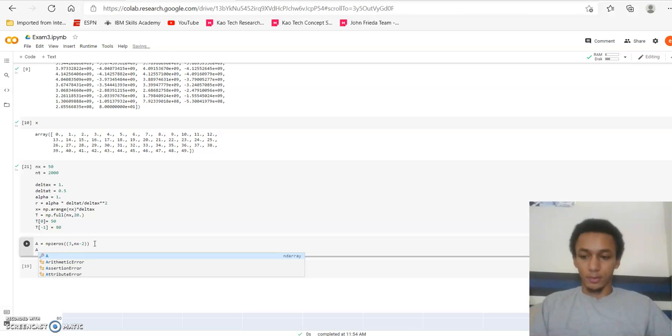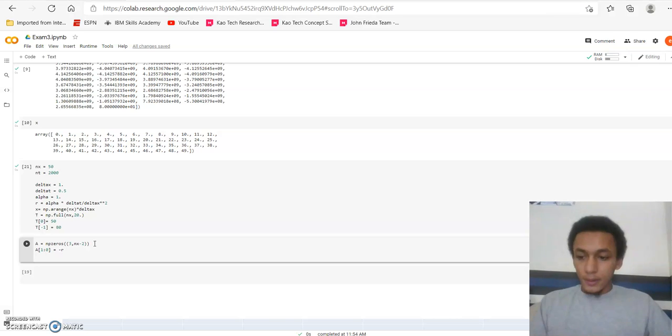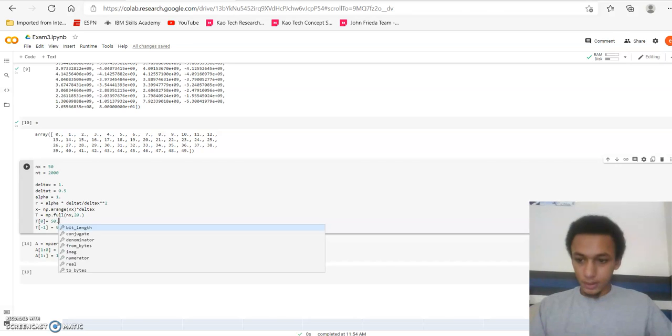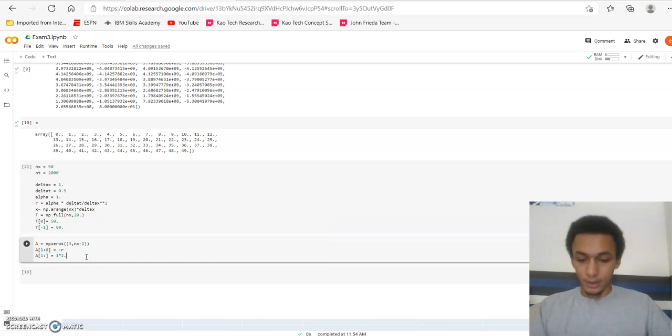So after that, we want the A values. So A of 1, 0 is equal to negative r. Then A of 1, so 1. So this is going to be the main diagonal here. So it's going to be 1 times 2. So I've got to make sure everything's actually in floats. So this needs to be a point and a point up here, because that's going to be needed for solve_banded. 2.0 times r is 1 plus 2.0 times r.